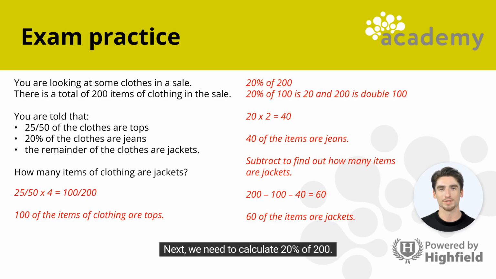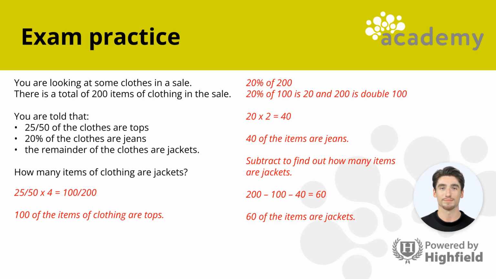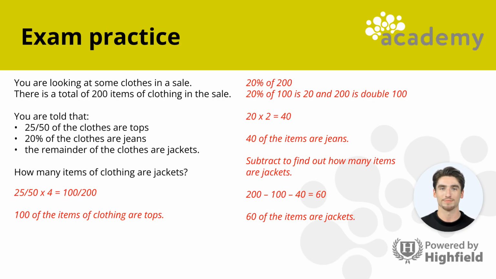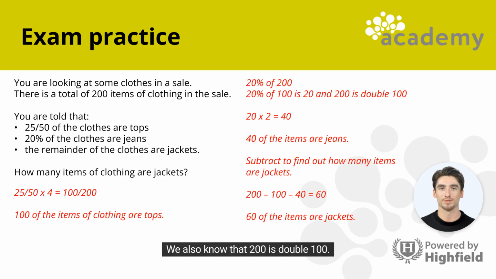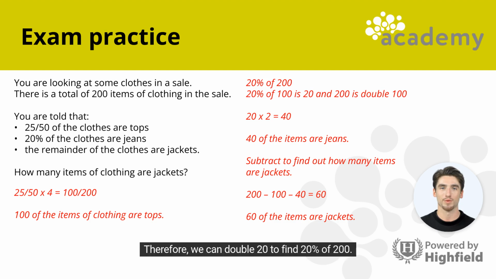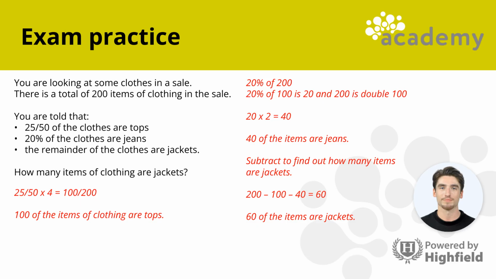Next, we need to calculate 20% of 200. We know that 20% of 100 means 20 out of 100. We also know that 200 is double 100. Therefore, we can double 20 to find 20% of 200. 20 multiplied by 2 equals 40. 40 of the items are jeans.